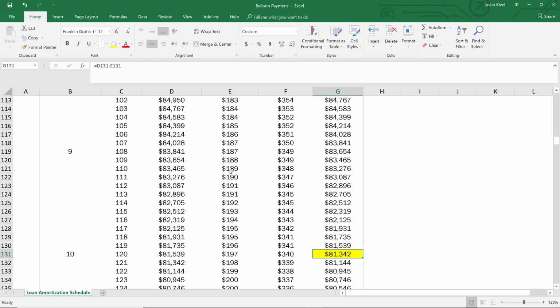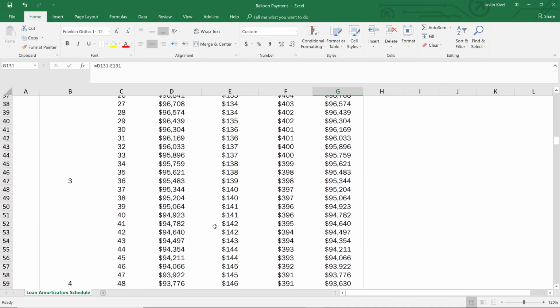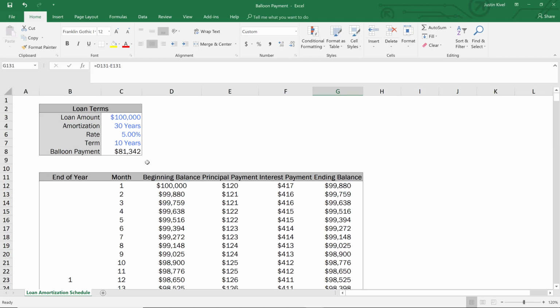So even though we've paid back principal every single month, we're still going to have this amount of principal that we're going to have to pay. And that's where our balloon payment comes in. So if we go back up to the top of the table, we have our balloon payment, which is that $831,342. So that's the amount that we're going to have to pay back to the lender at the end of 10 years.